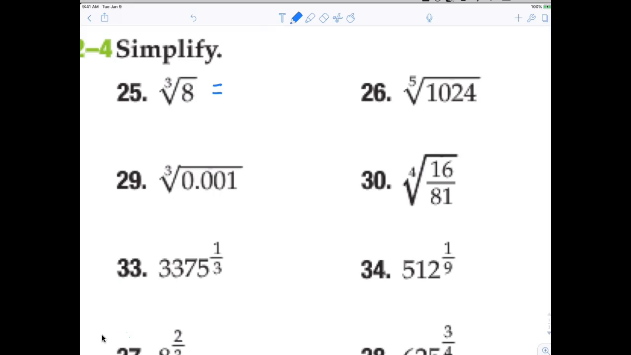No, you just did 8 cubed. 8 cubed is 512. Hit math. And then go down to 4. And then type in 8.